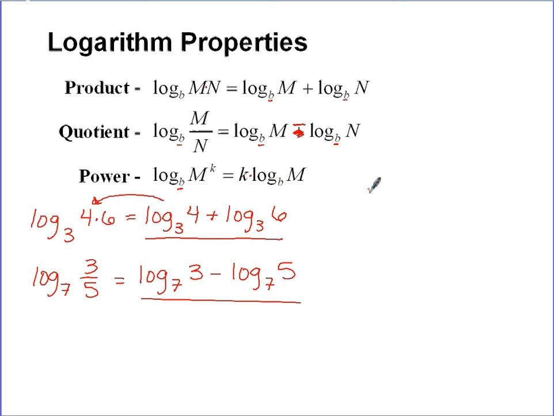An example of that would be log base 2 of, let's go 4 to the third power. That could be rewritten as 3 times log base 2 of 4. That could actually be simplified because log base 2 of 4 is kind of easy to do, but we'll just leave it like that for now. That's how you do the power property.